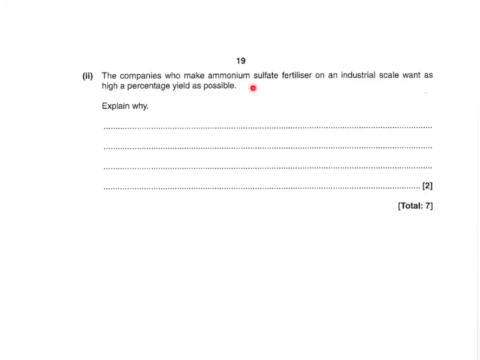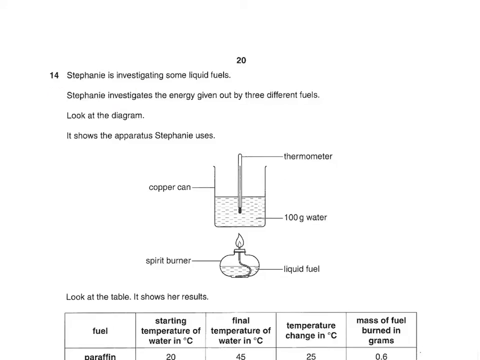Next question says, the companies who make ammonium sulfate fertiliser on an industrial scale want as high a percentage yield as possible. Explain why. So there's 2 marks here. You get 1 mark saying to reduce wasting reactants, and you need to make sure that the word reactants is in that answer to get that mark. And then you could also say to reduce costs, or to make more money, or to make more profit. And you could also say that it saves wasting energy. You can't say to reduce costs or to make more money or to make more profit without saying to reduce wasting reactants. So you must make sure to reduce wasting reactants is your first point to get any of the other points.